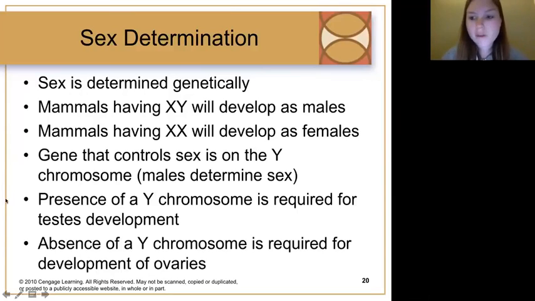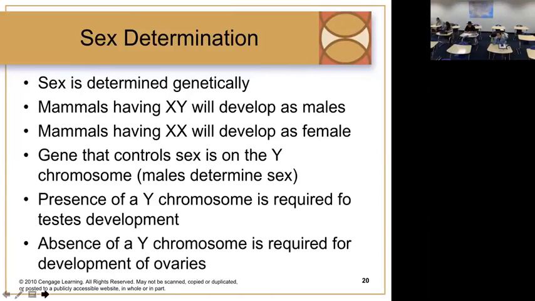So pretty much from your mom, you would get either, well, she can only give you X's. So you would get an X from your mom, and then from your dad, you would get either an X or a Y. And that would determine gender. Does that make sense?